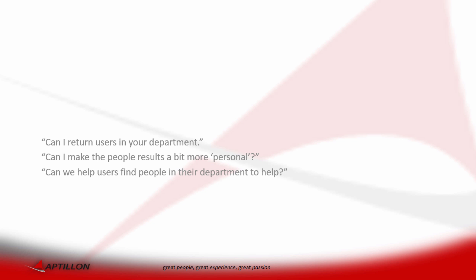Now, what if you're working in a large organization and you do a search for somebody, or you do a search for a user profile, but you want to return the users that are in your department? In other words, whatever department you're in, you want the people who are in your department to be more relevant or in a separate result block from the other users. Also, this is a way that you can make the end results a little bit more personal because you're using information about the asker to drive the query that's going to return them results. You can also help users find people in their department to help them. And the way that we do this is using something I call a user query.